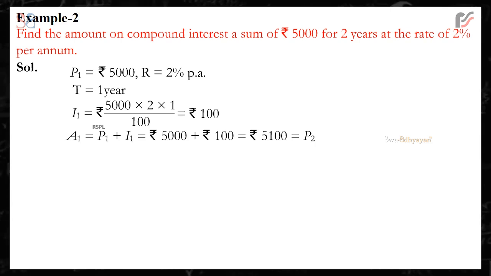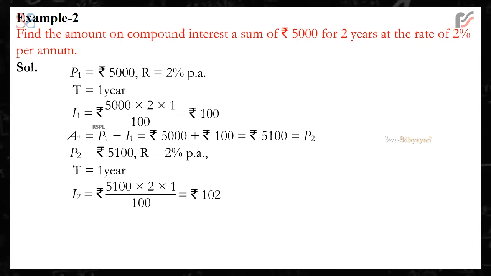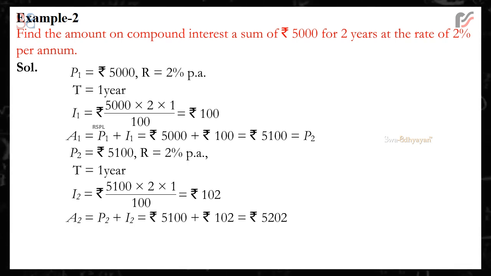A1 is equal to P1 plus I1 is equal to rupees 5,000 plus rupees 100 is equal to rupees 5,100, which is equal to P2. Now P2 is equal to rupees 5,100, R is equal to 2% per annum, T is equal to 1 year. I2 is equal to rupees 5,100 into 2 into 1 upon 100 is equal to rupees 102. A2 is equal to P2 plus I2 is equal to rupees 5,100 plus rupees 102 is equal to rupees 5,202.